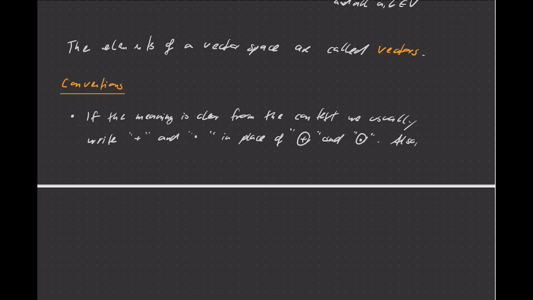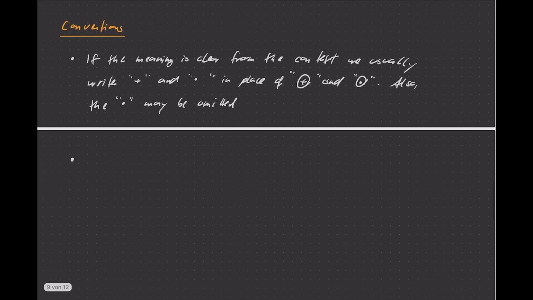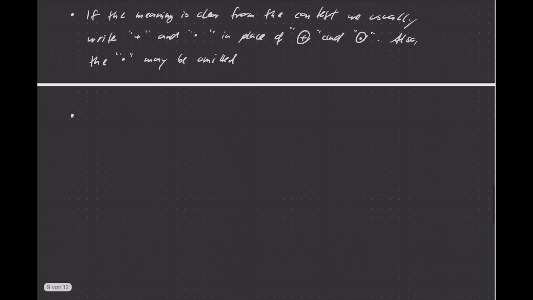Also, the dot may be omitted, as you used to from real numbers. So lambda times mu, we could just write that as lambda mu. Furthermore, we'll adopt the convention that the dot operation, the scalar multiplication, binds stronger. So we don't need that many brackets.